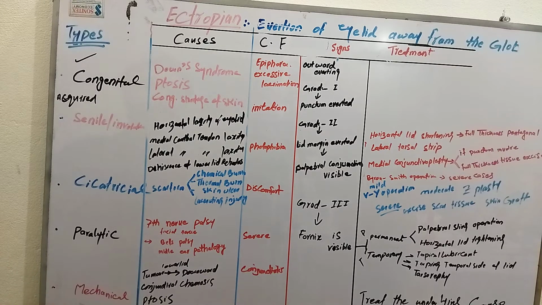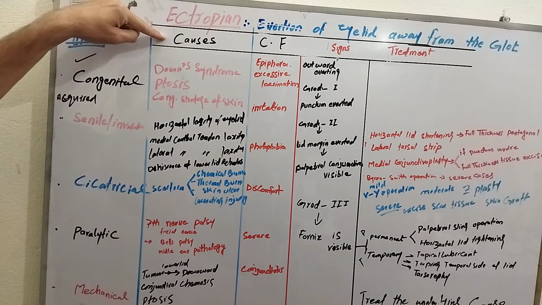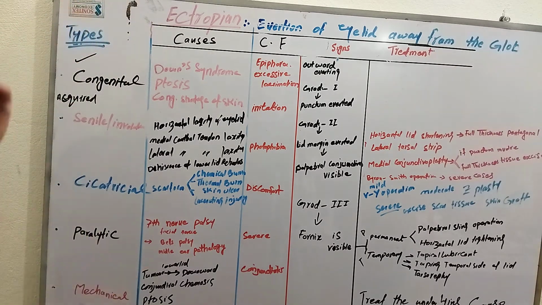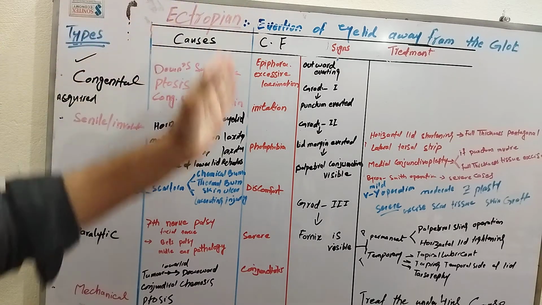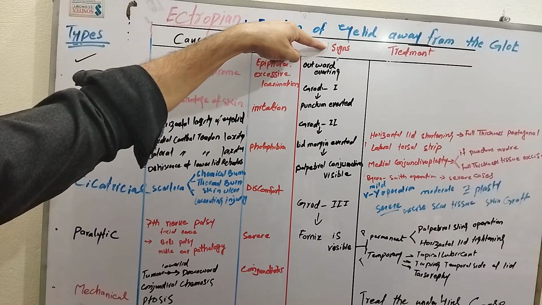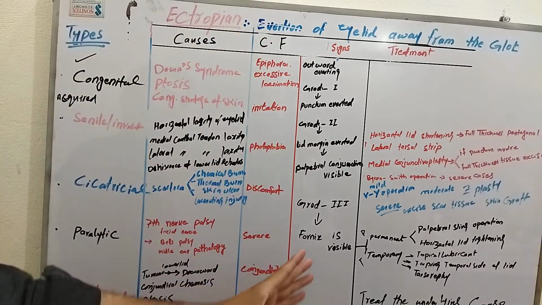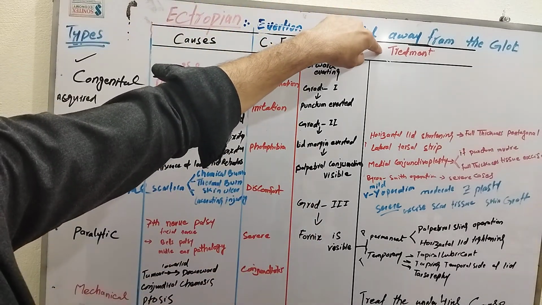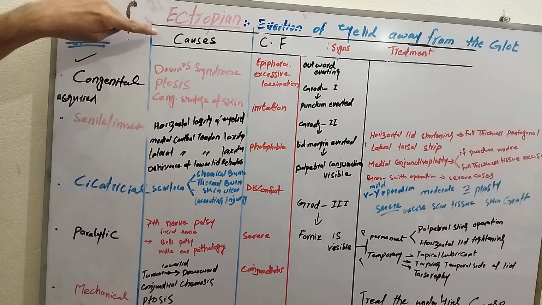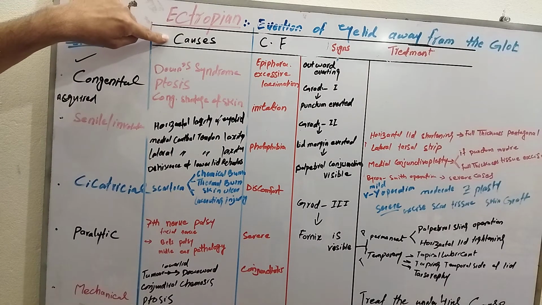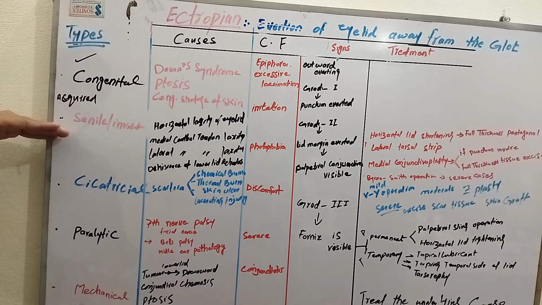First of all, we will explain the causes of all these types. After that, we will explain the clinical features of all these types. After that, we will explain the signs of these types. Finally, we will explain the treatment of these types. First of all, we are going to explain the causes of congenital, senile, cicatricial, paralytic and mechanical types.